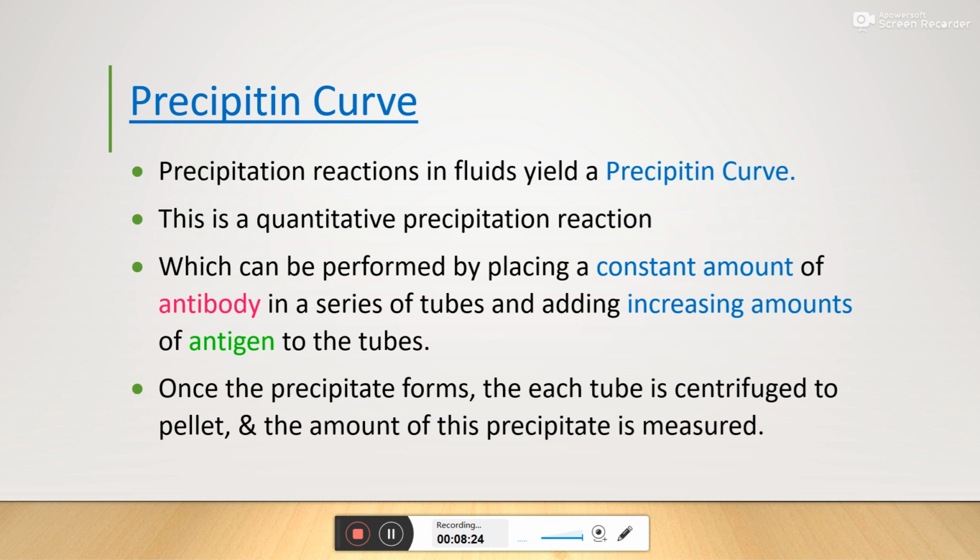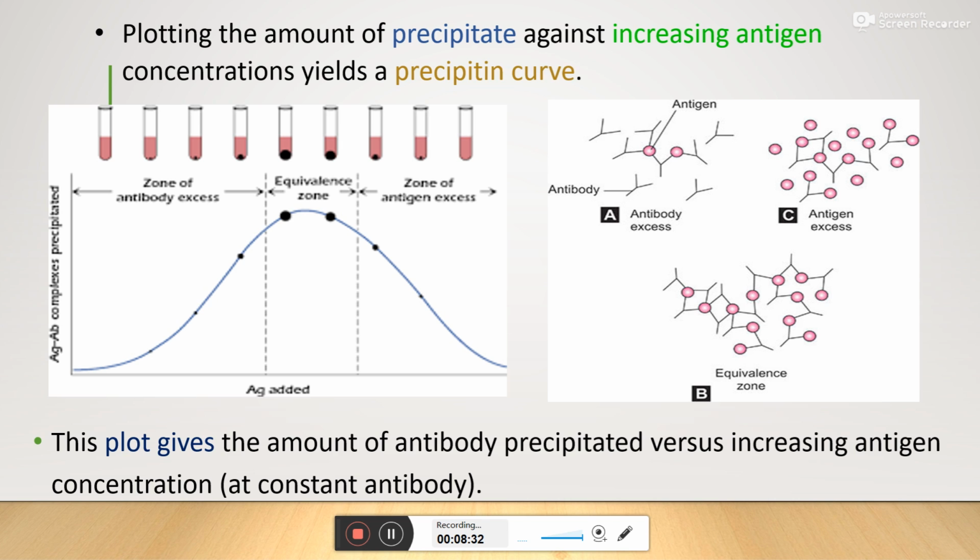So for this we centrifuge each of the tubes, and the amount of precipitate is measured in each tube. Now we have the amount of precipitate formed in each of the tubes. Now we are plotting this amount of precipitate against the increasing antigen.